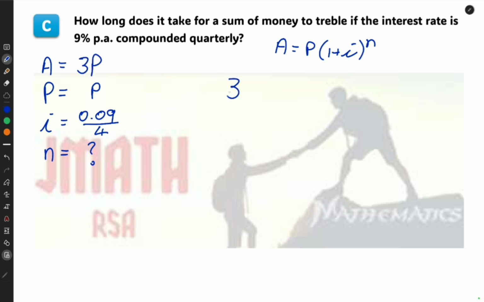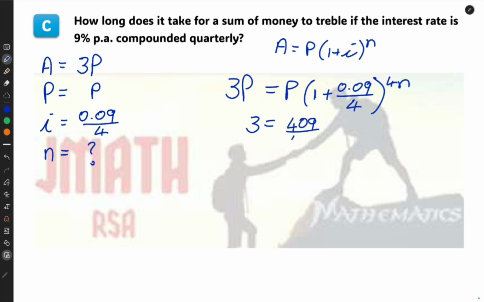So if I fill in, I'm going to say 3P is equal to P, 1 plus 0.09 over 4 to the power 4n. The reason it doesn't matter what you chose is because now I'm going to divide both sides by the starting amount. So this will only leave me with a 3. Does not matter what you chose, this must be a 3 in this step. I'm just going to simplify this bracket. That would be 409 over 400 to the power 4n.